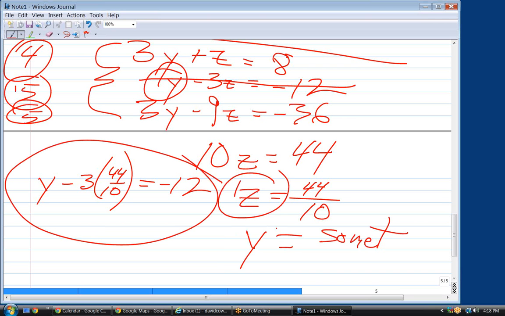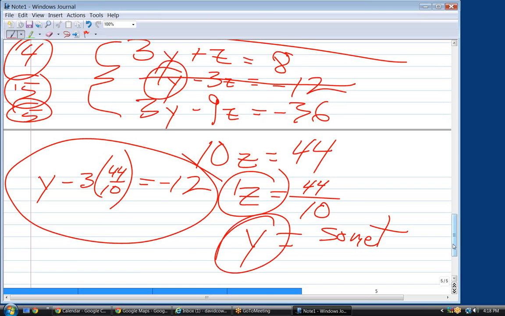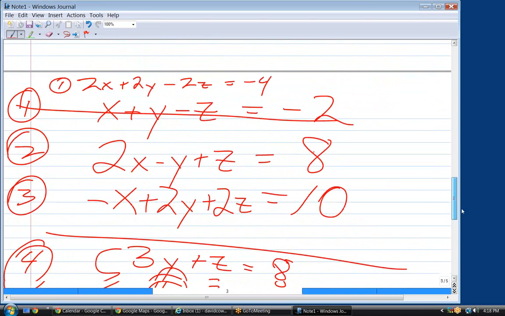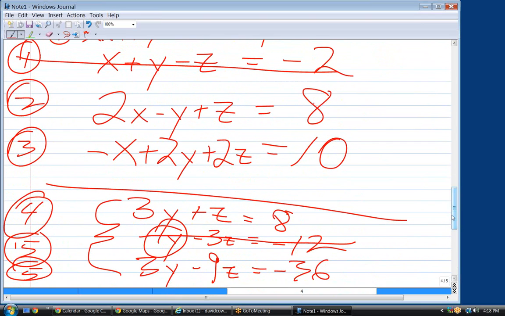Now you got z solved for, y solved for. You can go back into any of your original equations and solve for x by substituting for y and z. All right. That's how you do 3 equations and 3 unknowns.